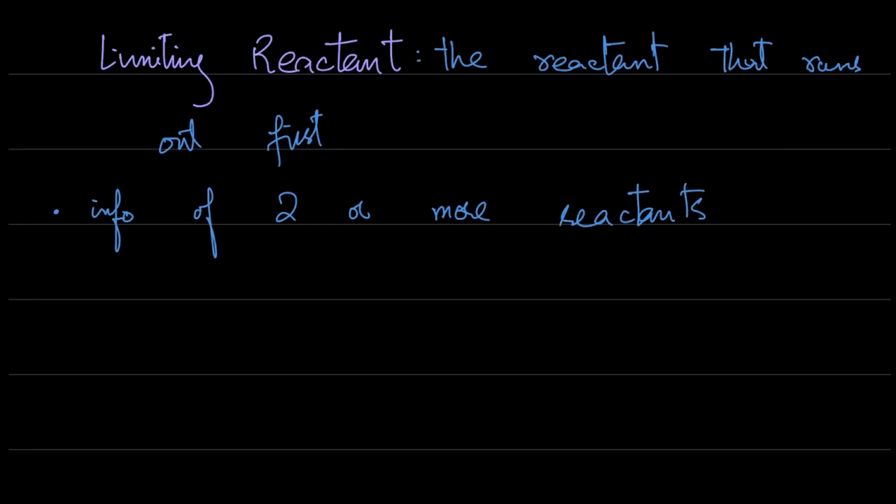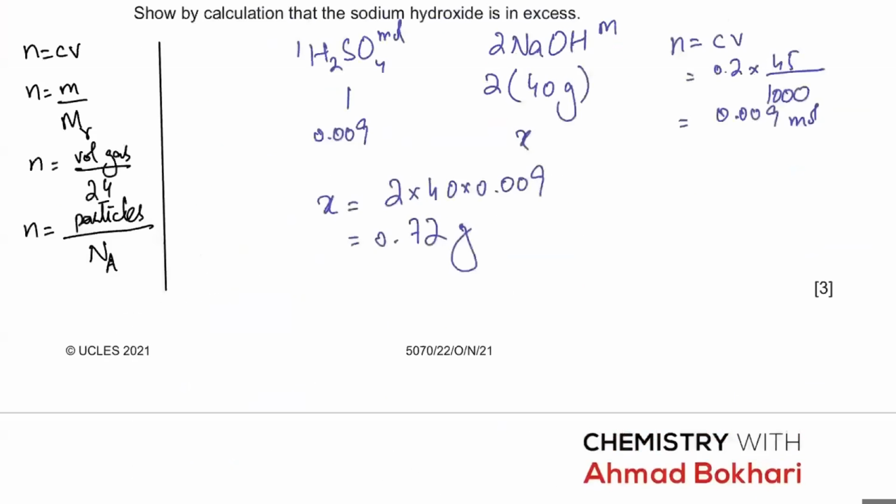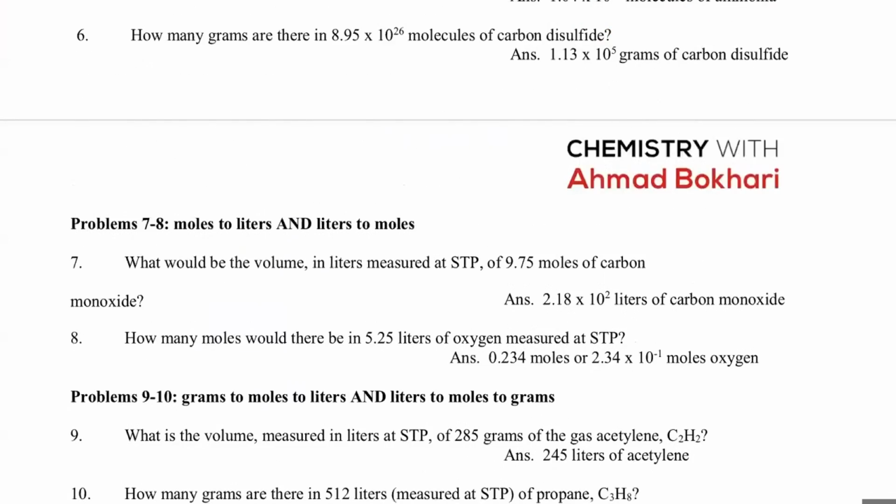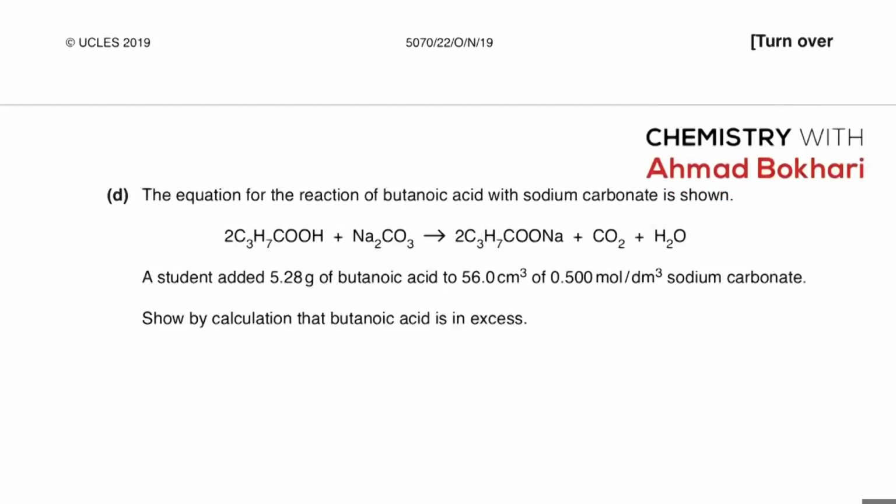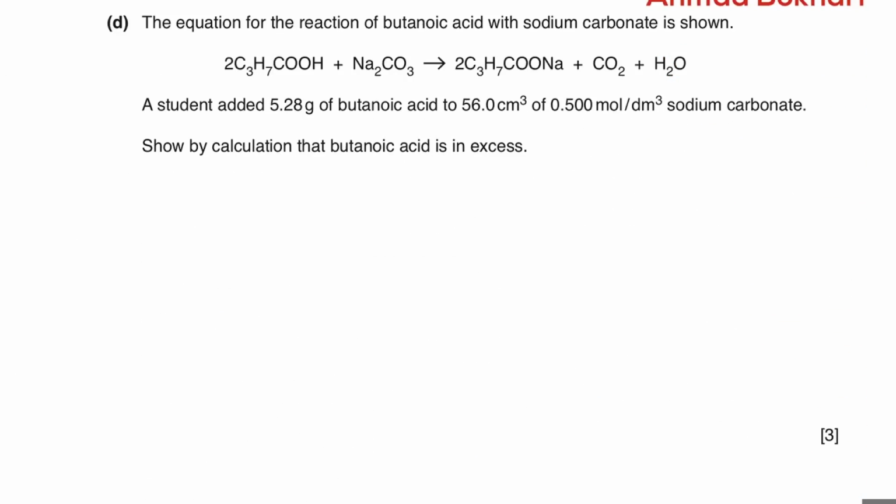And that will tell us that, oh, this is a limiting reactant question. All right, so we were working on this worksheet yesterday. For example, okay, let's look at this question. Can anybody tell me how we know that this is a limiting reactant question? We have the information of butanoic acid as well as information of sodium carbonate. And they're both reactants, butanoic acid and sodium carbonate.